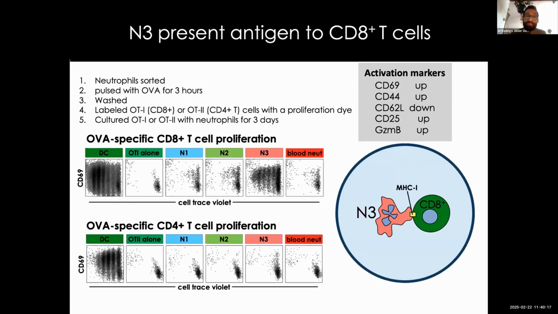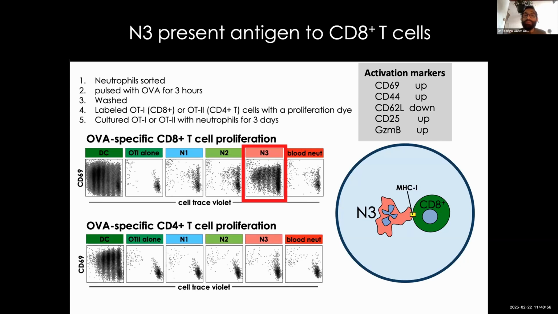To answer this question, we sorted neutrophils, pulsed them with OVA for 3 hours, washed them, labeled OT1 and OT2 cells with a proliferation dye, and cultured them with neutrophils for 3 days. To our surprise, it was only the CD8 T cells that proliferated, and only in the presence of the N3 population that had seen OVA. This is concomitant with upregulation of CD69, CD44, CD25, and granzyme B, and downregulation of CD62L. Overall, what this means is that N3s are able to present antigens specifically to CD8 T cells.